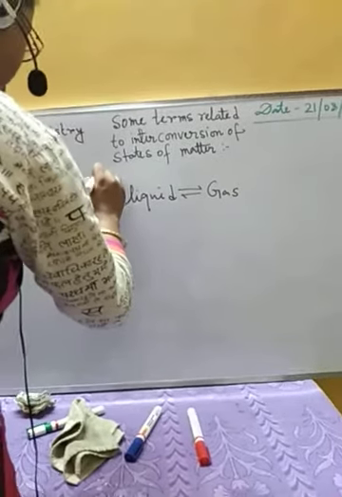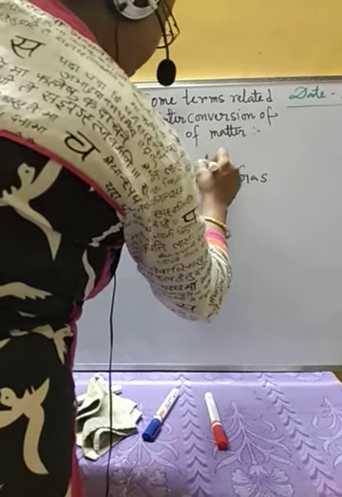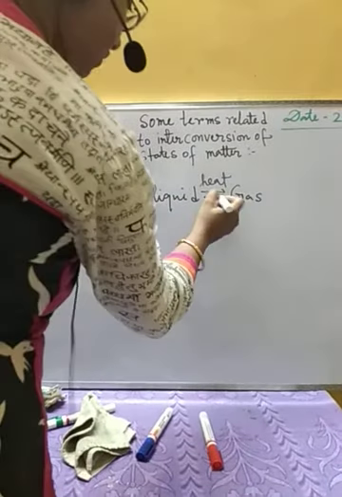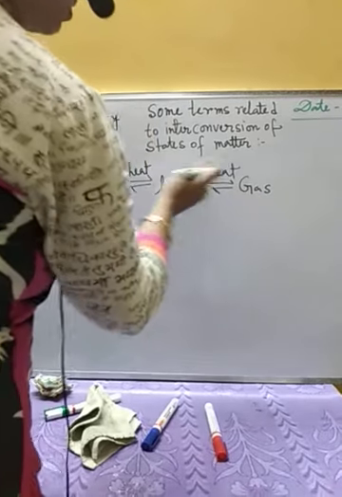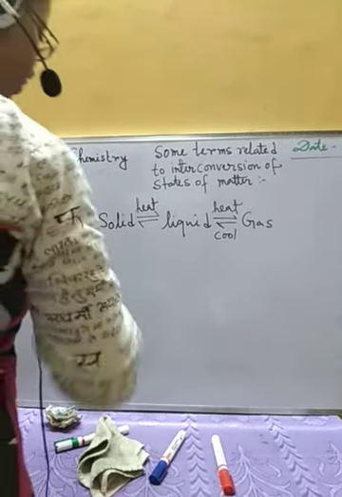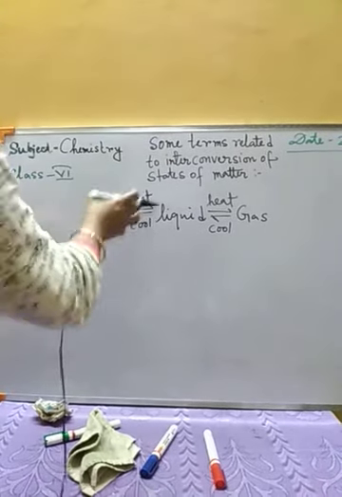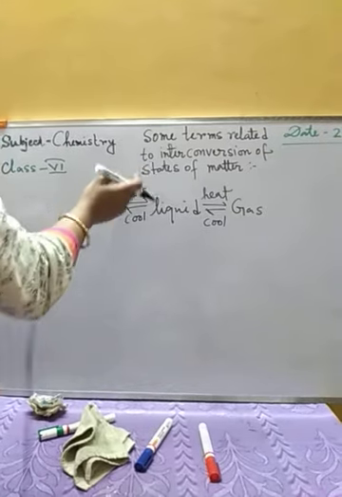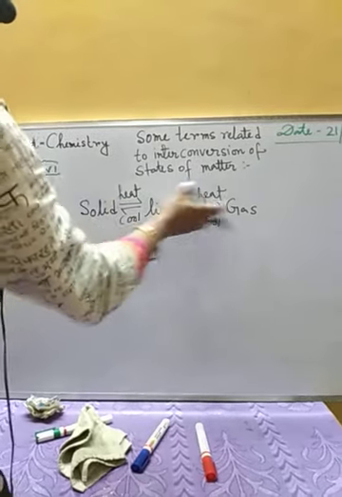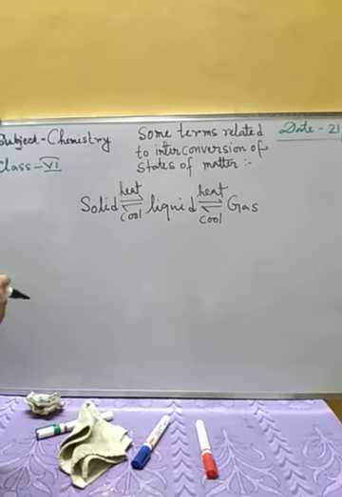so for the first one, solid to liquid, we need to heat it. From liquid to gas, again we have to heat this. We have to heat the liquid, then we can get the gaseous form of it. And again, if we want to get liquid from gas, then we need to cool it down. From liquid to solid, again we need to cool it down. That means if we change the conditions, heating or cooling, then from one state to another we can interconvert. Okay, so this process is called interconversion of states of matter.